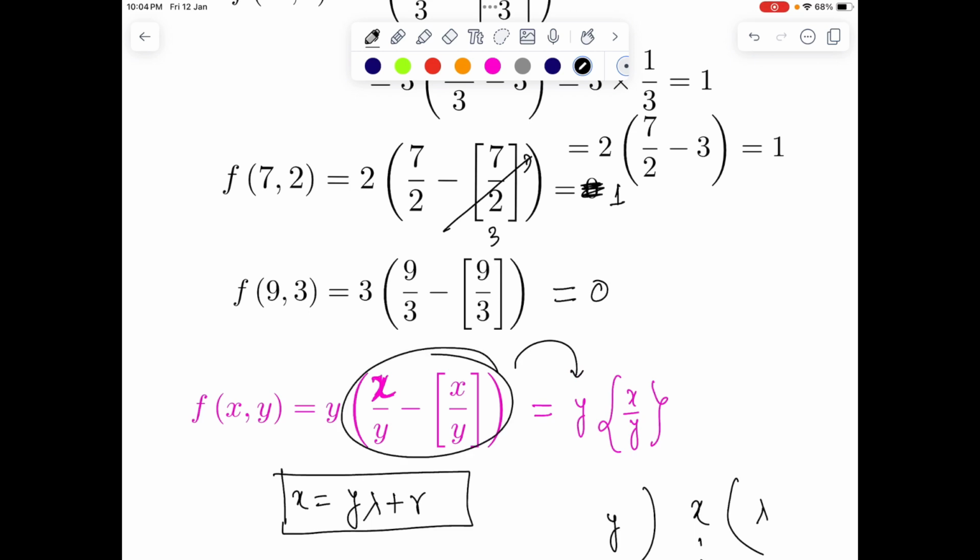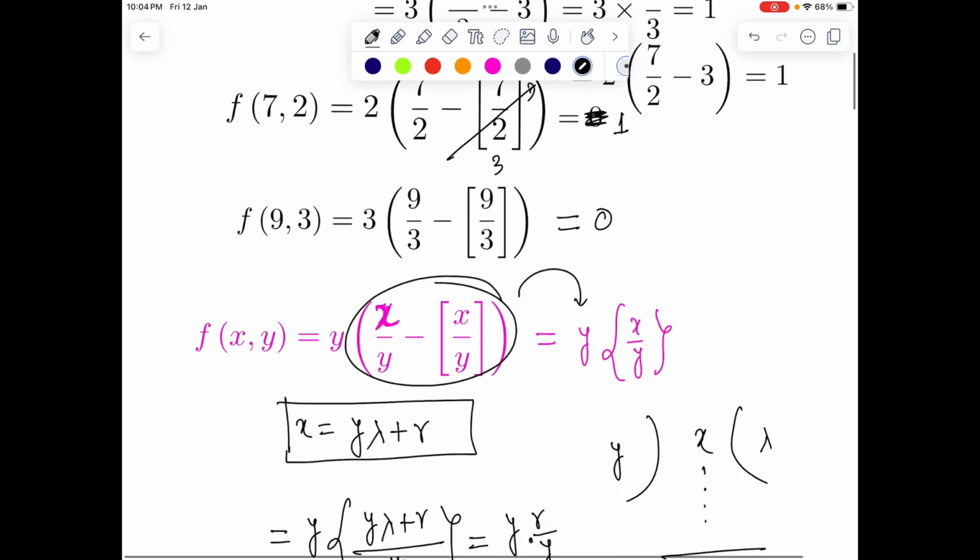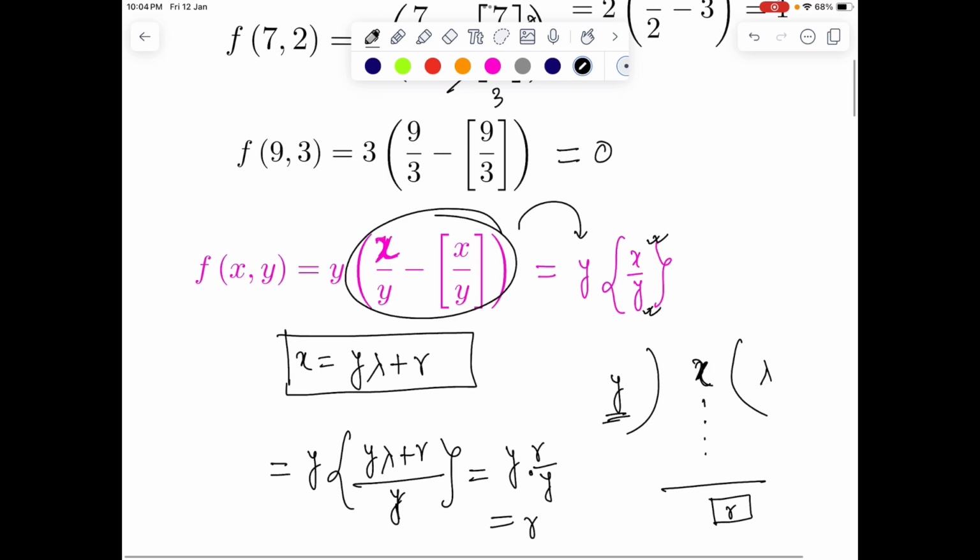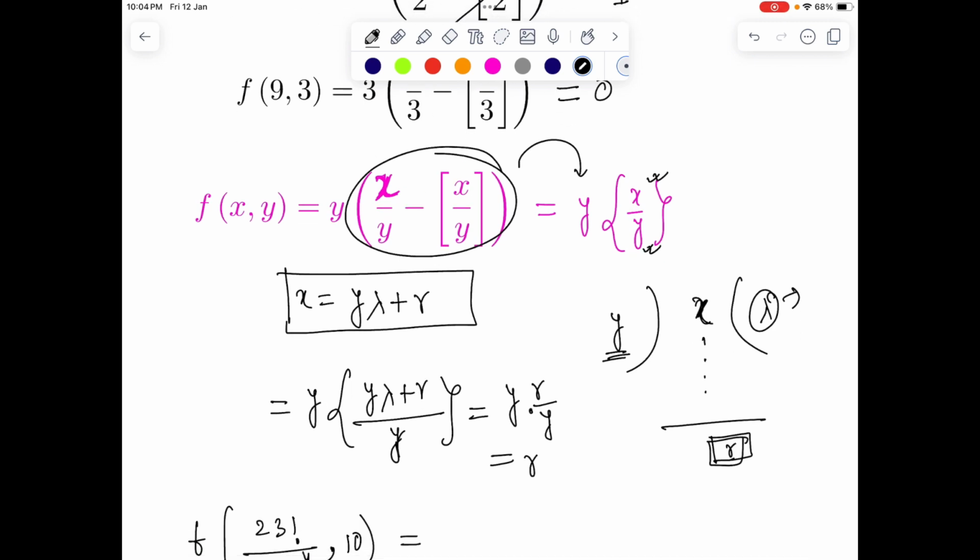In fact, I can directly resolve this part as the fractional part of x by y. Let's say x is any number which is divisible by y. Of course, x and y are integers according to the problem statement, because they're talking about 2023 and factorial and some 10 to the power 4. So x can be written as y lambda plus r by the basic division lemma. Let's say we have a number x. When we divide by another integer y less than that, we'll have some quotient lambda and some remainder r. So x we can write as y lambda plus r, right?